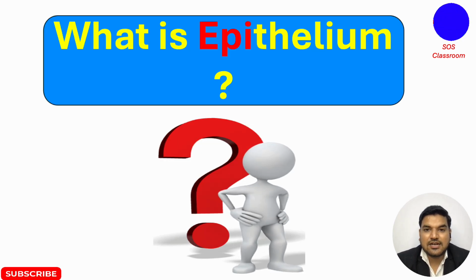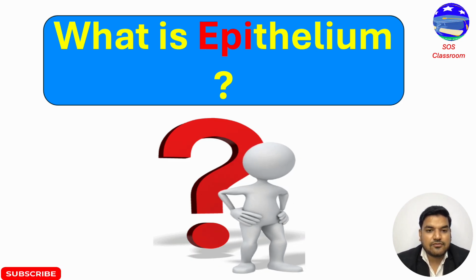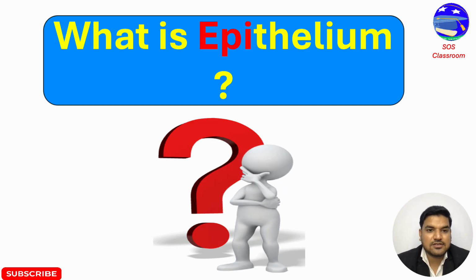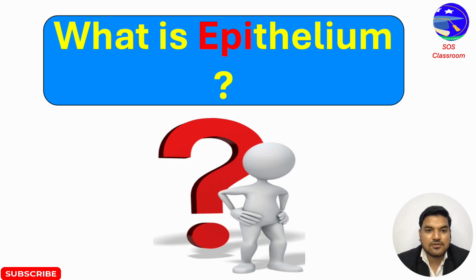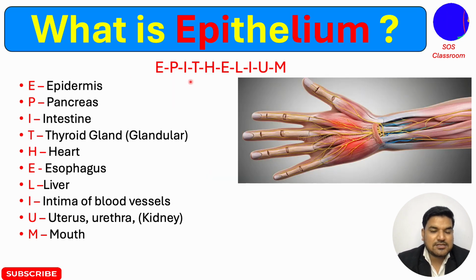Think about it, what is epithelial tissue? We have confusion about where it is present in the body. We learn and forget. So by the name itself, we try to find out what the epithelium is and where it is present. You can see there is the epithelium. By the name itself, we try to find out the different places of epithelium tissue in the body.